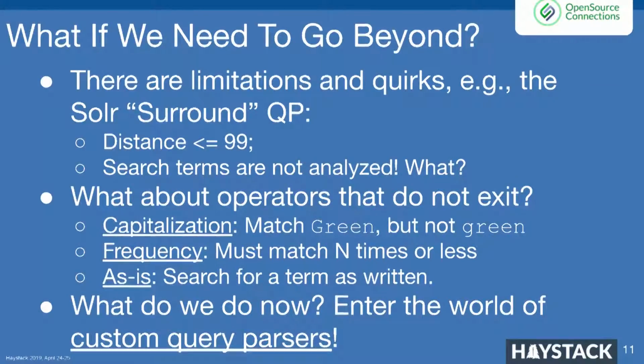For example, the surround query parser. We had a lot of spanning, a lot of proximity type operators to implement. And we realized that the distance is only up to 99. It's like, why? I don't know. It's in a JavaCC grammar. The designer decided to limit it to 99. It's very arbitrary. And we were not going to go in there and change that particular grammar.